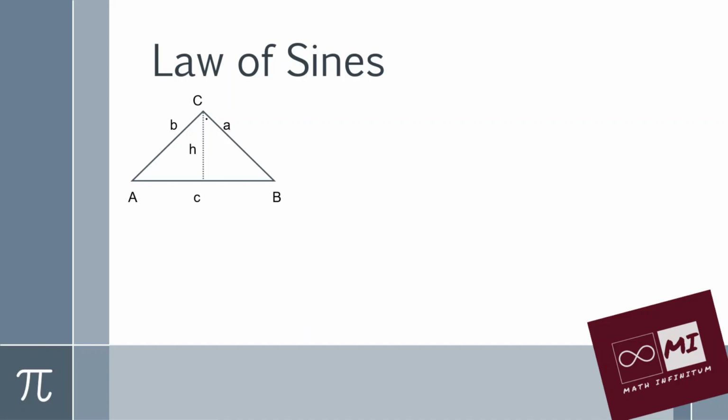We can see that if I drop an altitude from C down to AB, I can relate angle A and angle B both to H, because the sine of A would equal H over B, because H would be the opposite side. But I also can relate the sine of B as H over A, because H is the opposite side and A would be its hypotenuse. Now both of these equations can be solved for H.